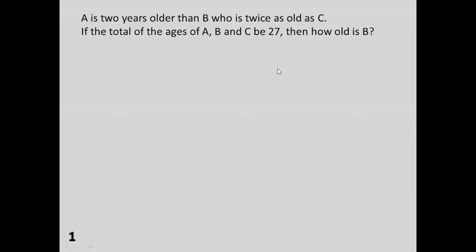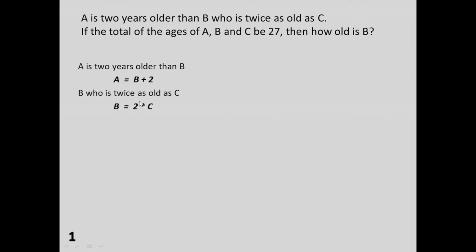So let's take the first part of the question. A is 2 years older than B. Here the reference is B. Older than is nothing but more than, that means plus 2. So A is equal to B plus 2. The next part of the question is B, who is twice as old as C. So this is nothing but age of C multiplied by 2, you get age of B.